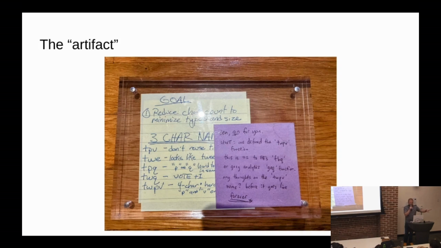He's like, can you slide this Post-it down to Ben? And that's the purple Post-it, and I'll read it out loud. He says, Ben, quick question for you, universal website tag. We defined the TWPV function. This is equivalent to Facebook's FBQ and Google Analytics' GAQ function. Any thoughts on the TWPV name before it goes live?